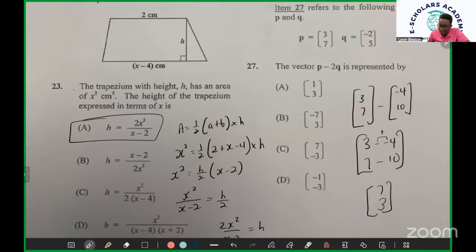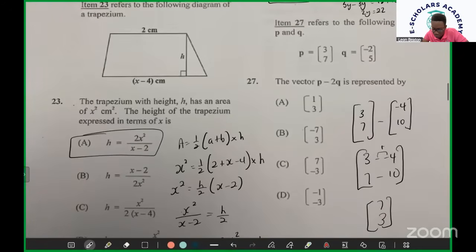So we got 7. Hold up. Oh, this should be a -3. My bad, -3. So 7 minus 10 is -3. So this would be C as the answer. All right, -3.